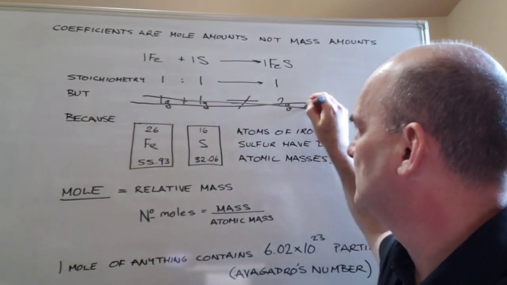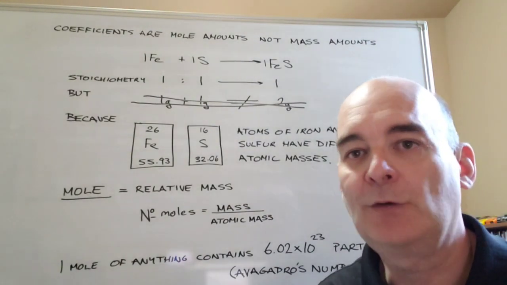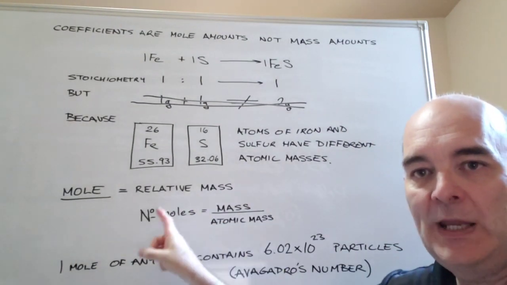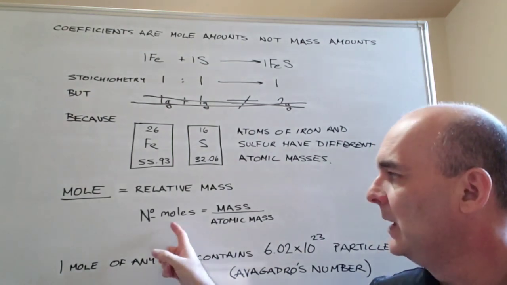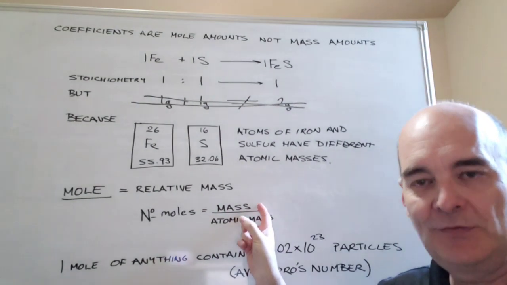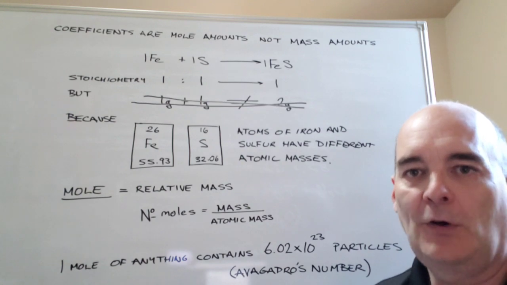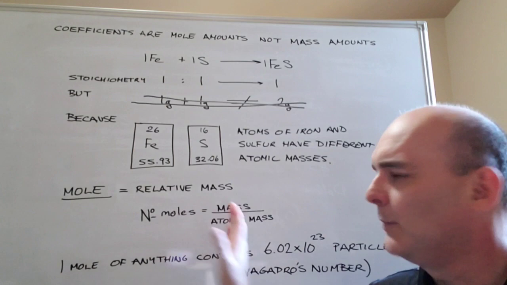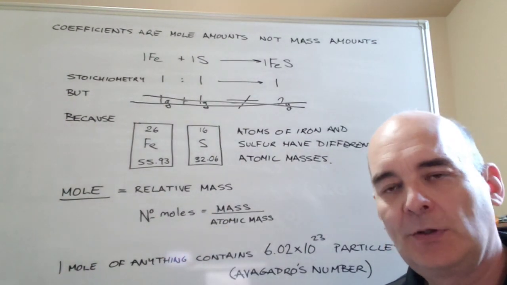Not gram amounts, mole amounts. And a mole is a relative mass. This little equation right here is very, very important. You must know this. The number of moles in a sample is the mass of that sample divided by the atomic mass of the element that you are looking at.